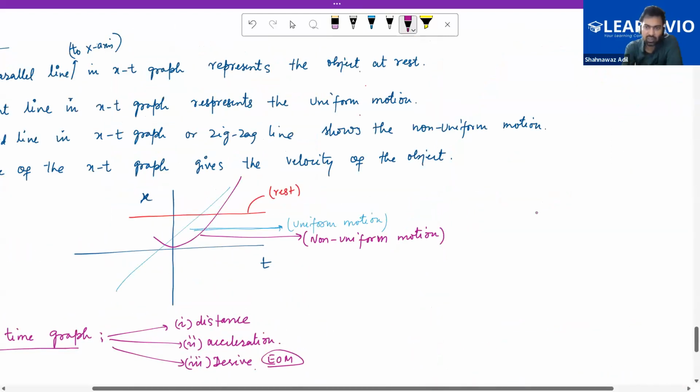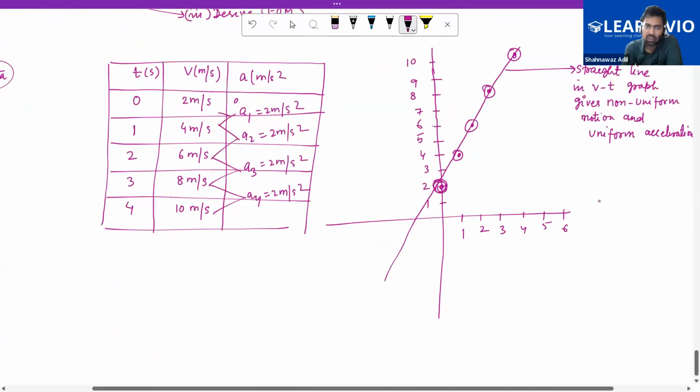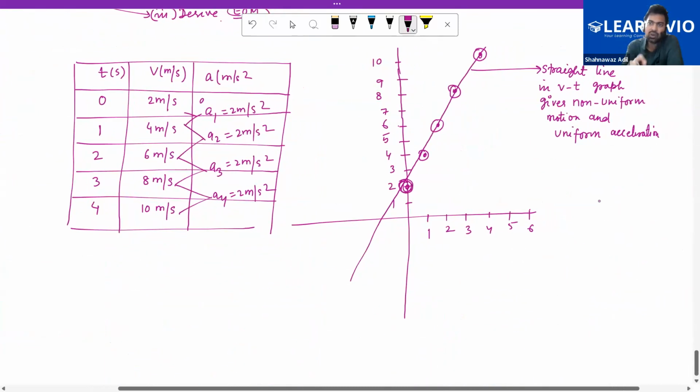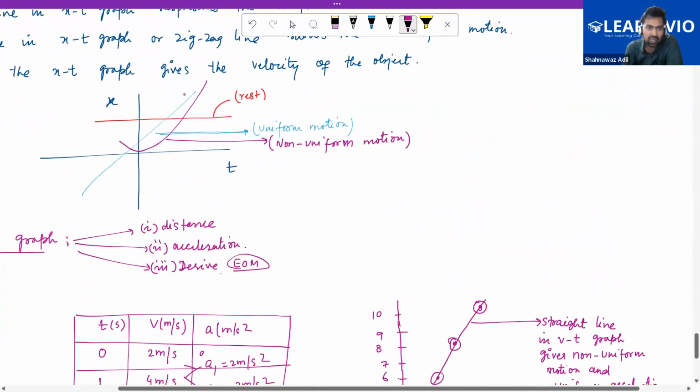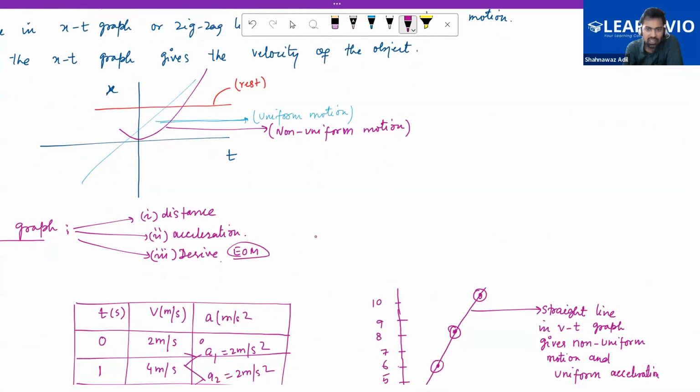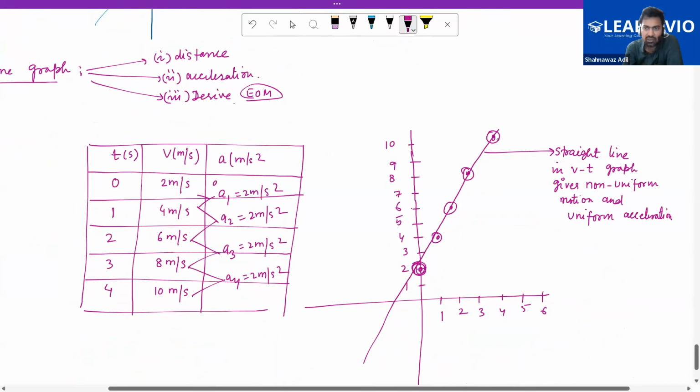So this is the thing. In an XT graph, whenever you have a straight line, that is uniform motion. But in a VT graph, if we have a straight line, that is non-uniform motion, but it is uniform acceleration. So is this point clear to you?